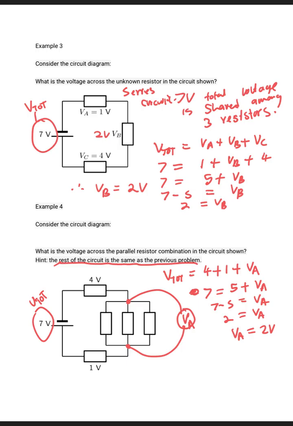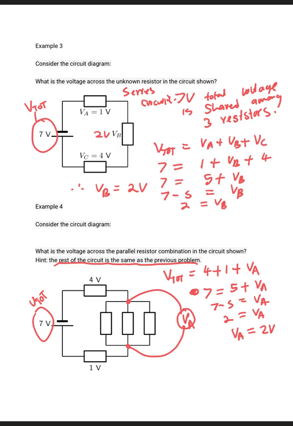So the voltage measured from this junction is actually how many volts? It's actually 2 volts. So what does this tell us? It tells us that the voltage for this parallel combination is actually 2 volts. So the voltage across the parallel combination is 2 volts.